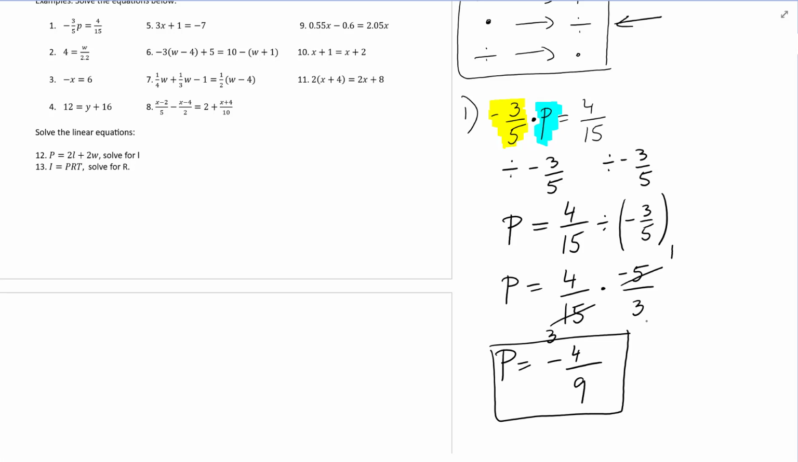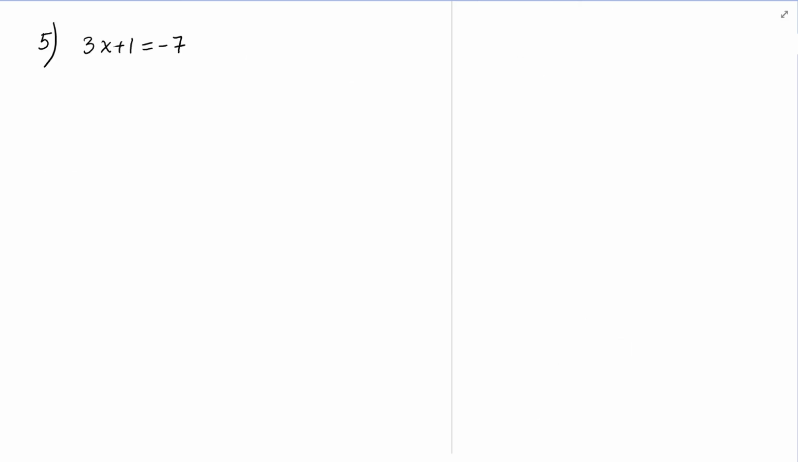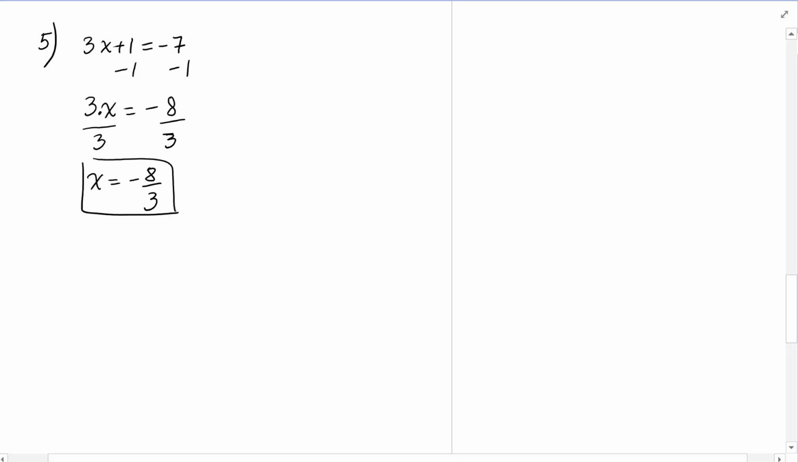Let's solve problem 5. 3x plus 1 equals negative 7. So we want to find x. Between the variable and the number, it's a plus. So we are going to subtract 1 from both sides. So we get 3x equals negative 7 minus 1, negative 8. Between the variable and the number, it's times now. So we are going to divide both sides by 3. So we get x equals negative 8 over 3. Let's put that in a box.